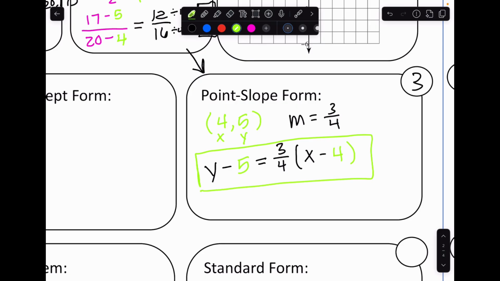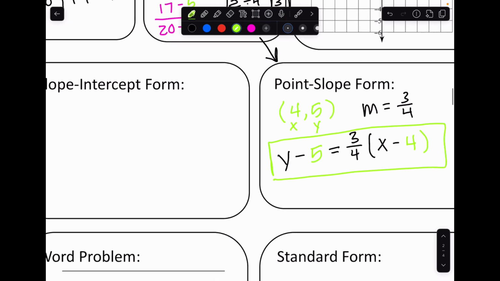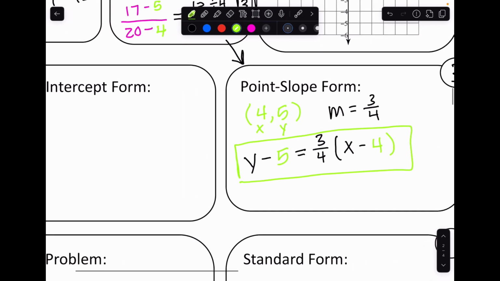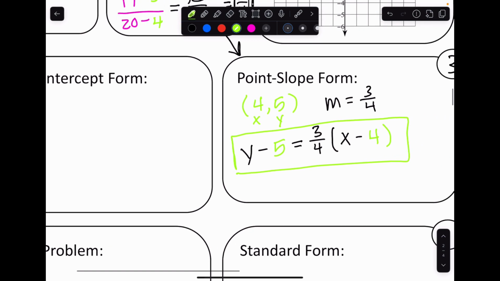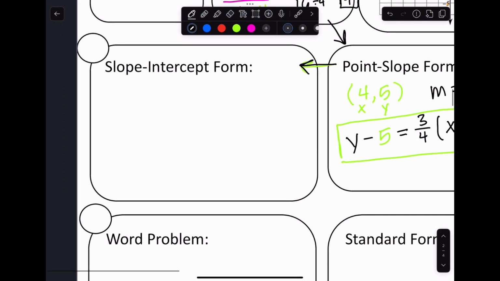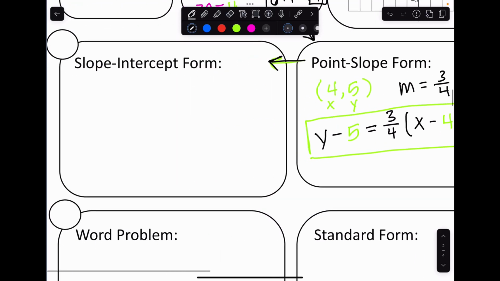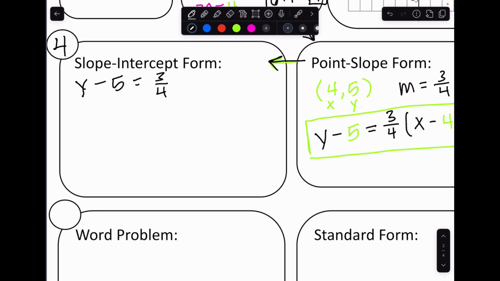Okay, now that I know point-slope form, this is a really easy conversion to get my slope-intercept form. So from point-slope form, I'm going to go straight to slope-intercept form. So for my slope-intercept form, I'm just going to solve my point-slope form for y. So I have y minus 5 equals 3/4 times (x minus 4).